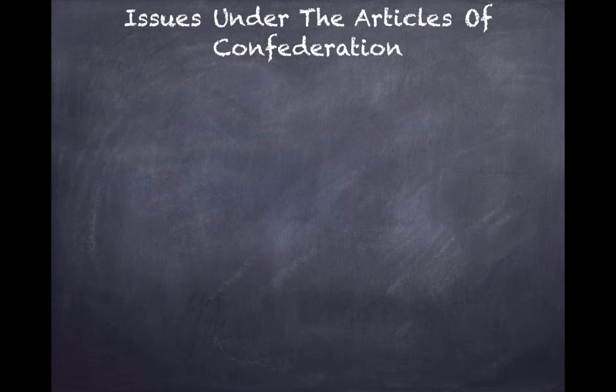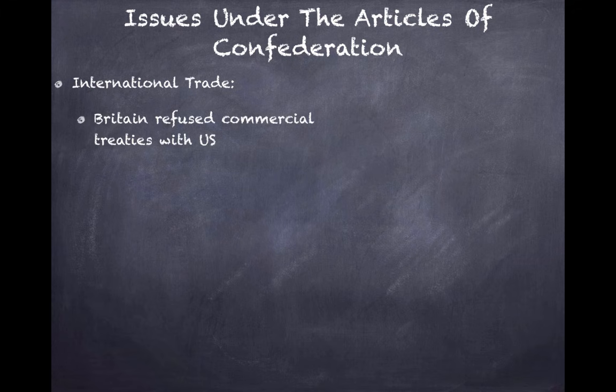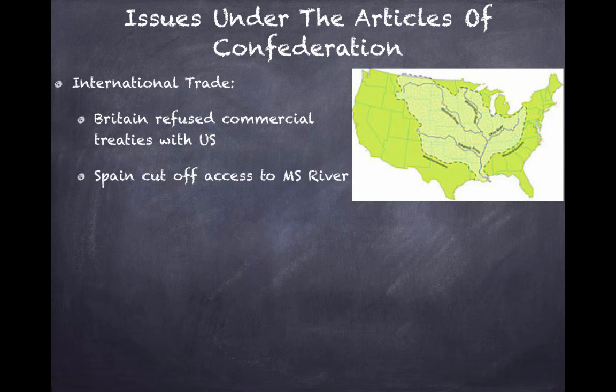So what were some issues under the Articles of Confederation? Well, with international trade, Britain refused commercial treaties with the U.S. They were mad that the U.S. declared independence, so they're going to refuse to trade with the U.S. Also, Spain is going to cut off access to the Mississippi River, especially down in New Orleans. And this is going to be huge because the Mississippi River was a super highway during the 1700s for trade. So the U.S. is going to lose out on a lot of trade with access to the Mississippi being cut off.